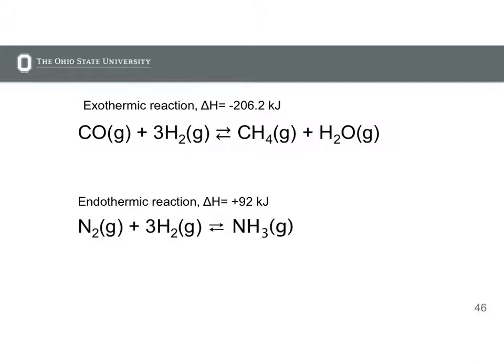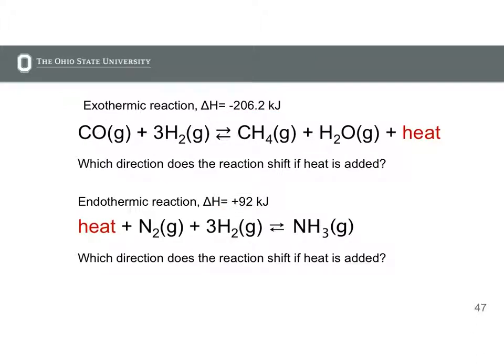So here's our reaction again with the carbon monoxide and hydrogen gas. Delta H for this reaction is minus 206.2, and for our endothermic reaction, which is our ammonia reaction, a positive delta H of 92. And so on the next slide here, I simply think about adding heat and I just write it out as plus heat on the product side for our exothermic reaction, and plus heat on the reactant side for our endothermic reaction.